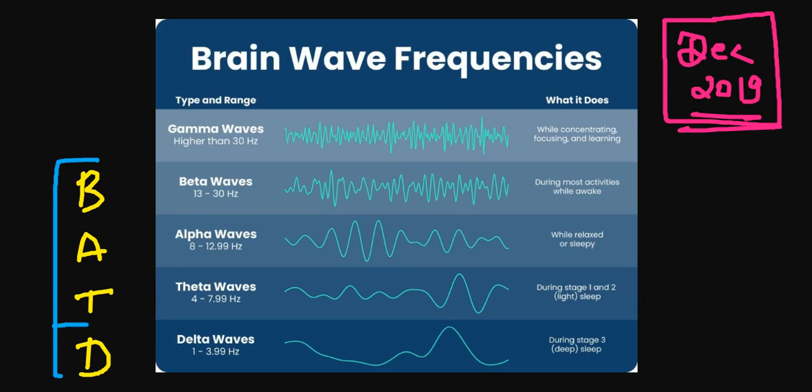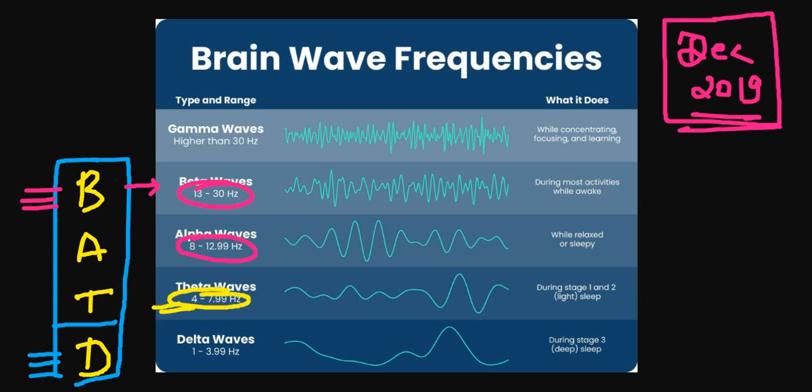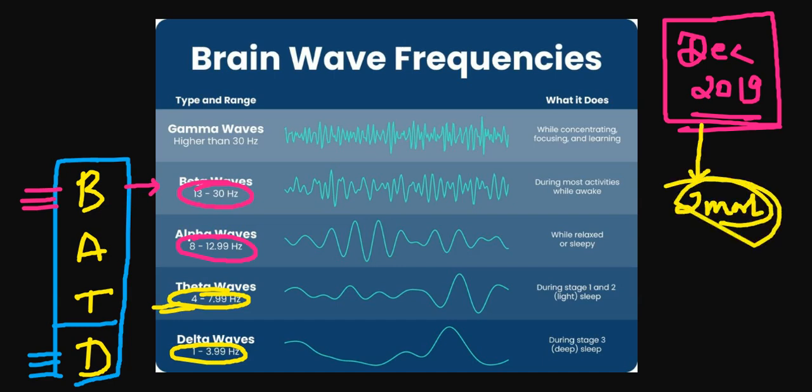How will you remember this? You will remember it like BAT D, and then you will associate this with these waves being the highest and delta being the lowest. Why? See, 13 to 30 hertz, 8 to 12.99 hertz, then theta waves at 4 to 7.99, and from 1 to 3.99 hertz. You will be able to solve December 2019 and fetch 2 marks easily if this question gets repeated again.